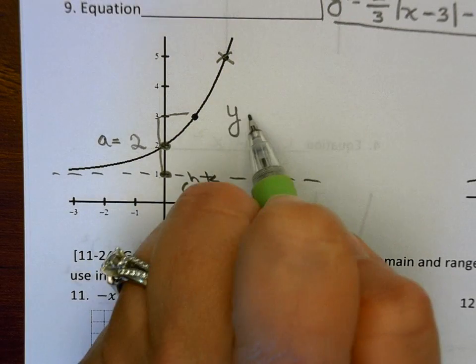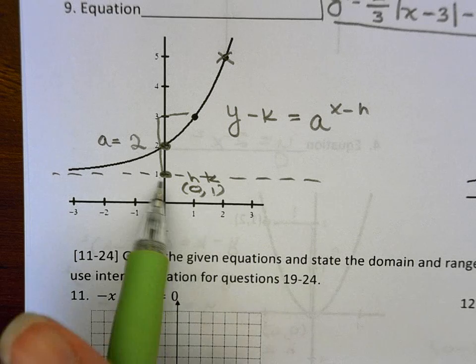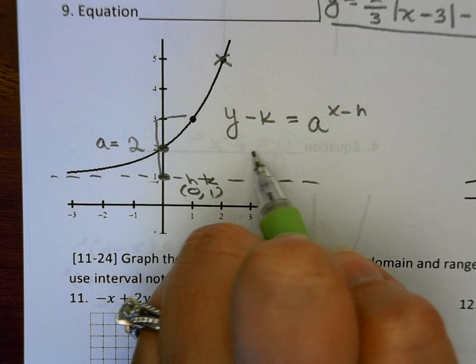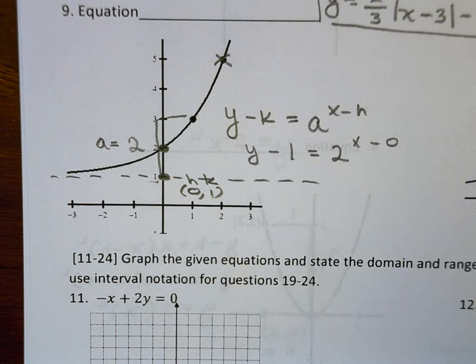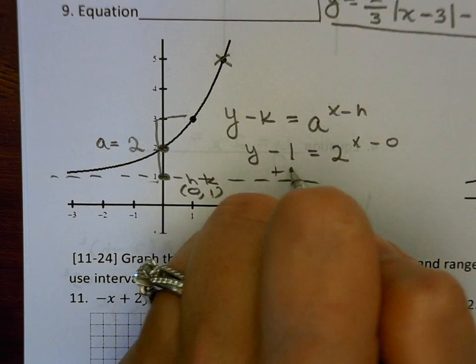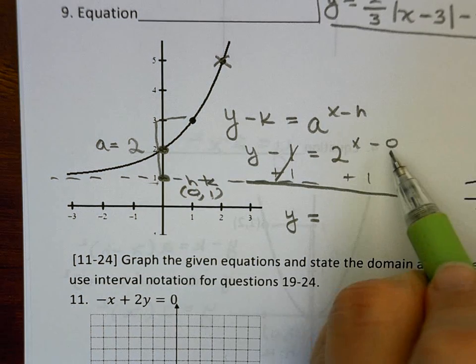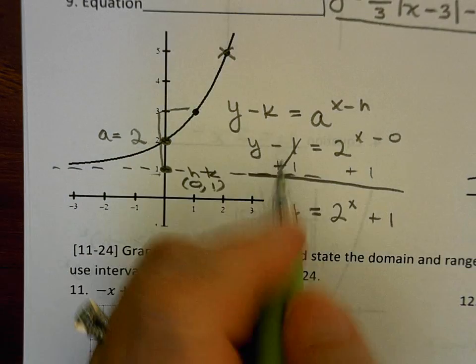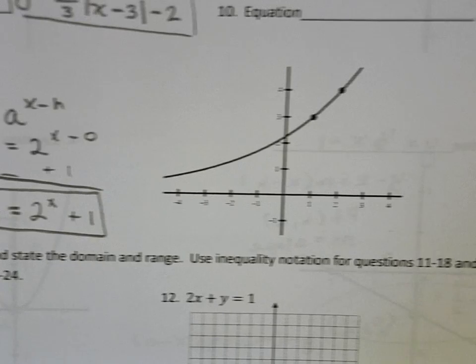And the equation for an exponential, so my hk is on my lower bound or asymptote, which was 0, 1, and then my stretch was 2. So y minus k equals a, and then x minus h. So I'm going to add the 1 over. And then I don't need the x minus 0, just the x. So I'm going to get rid of the 0, and then the add 1 towards the end. And then 10, I told you to skip. And 11.